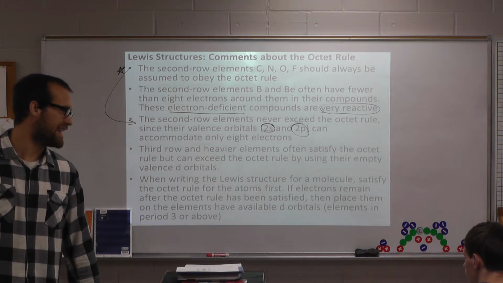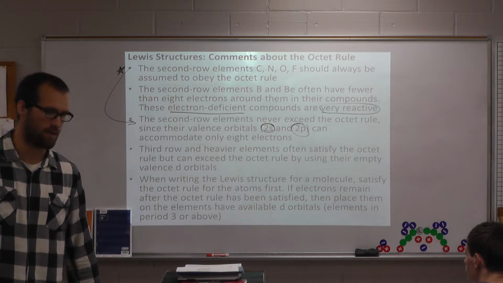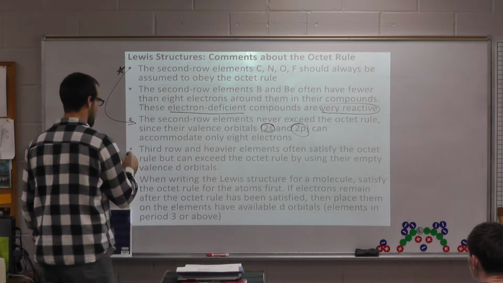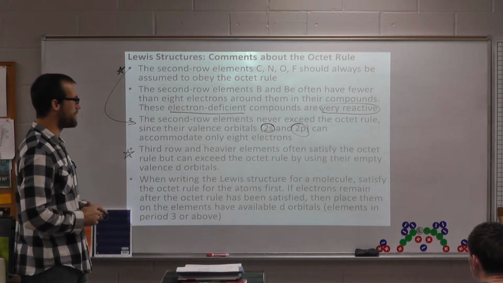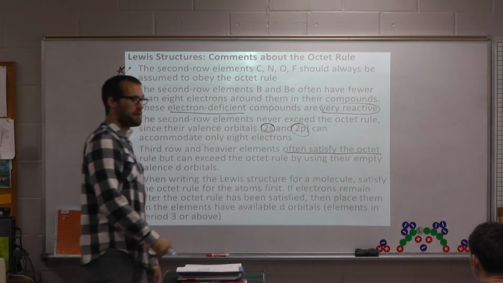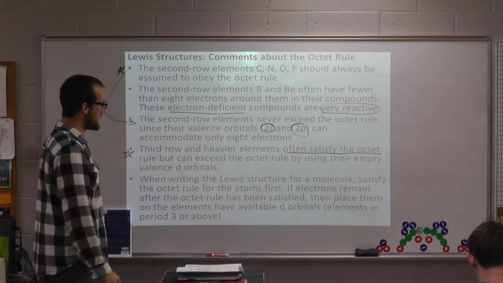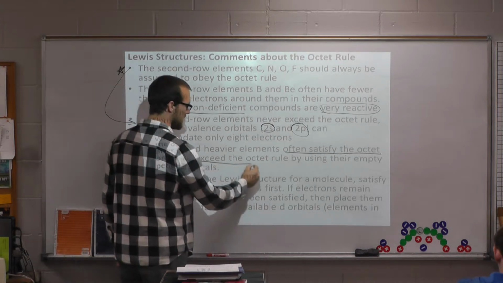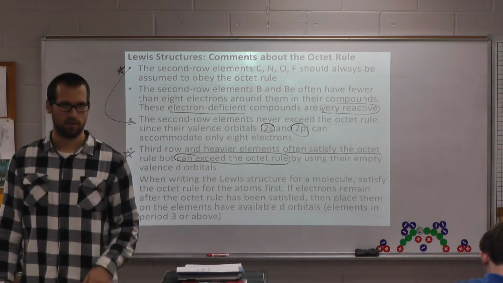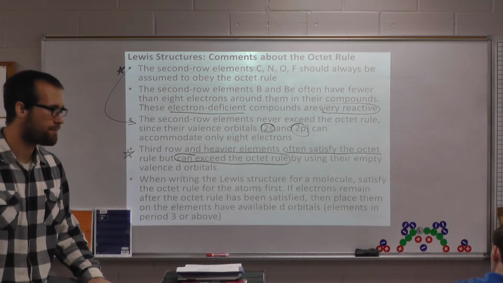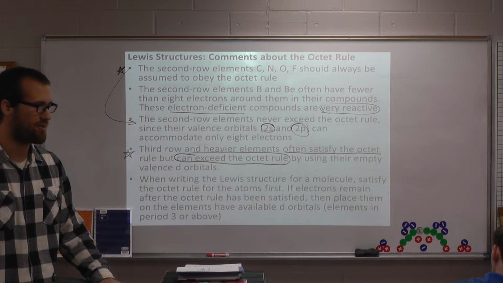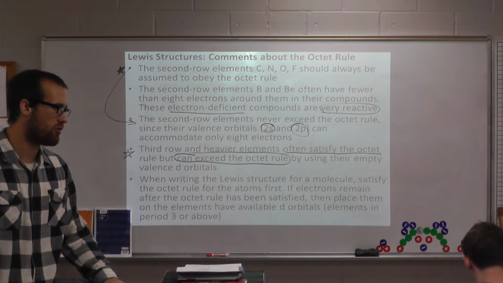No. If they're bonding because it's more stable to bond that way. Okay? Third energy level, or third row and higher, often satisfy the octet. Okay? But they can exceed the octet rule because they have what? D orbitals. Okay? Which would allow them to create hybrid orbitals and have more than 4 bonds around it.